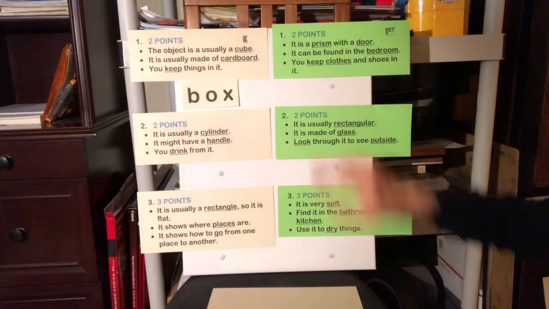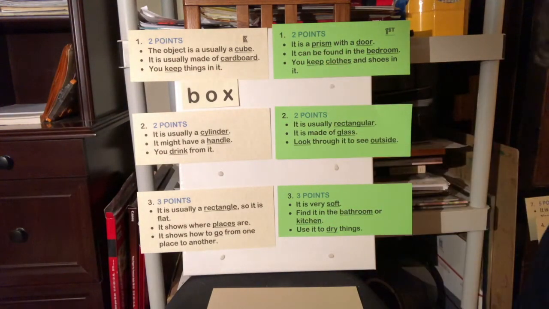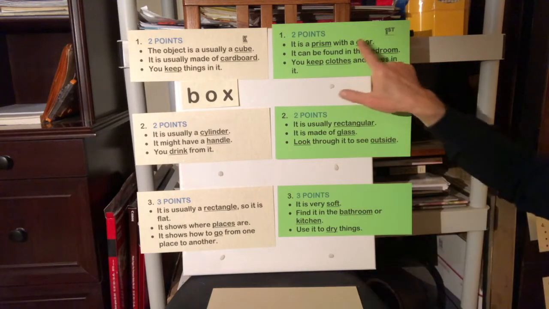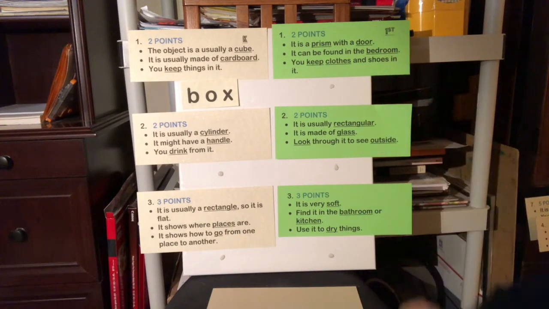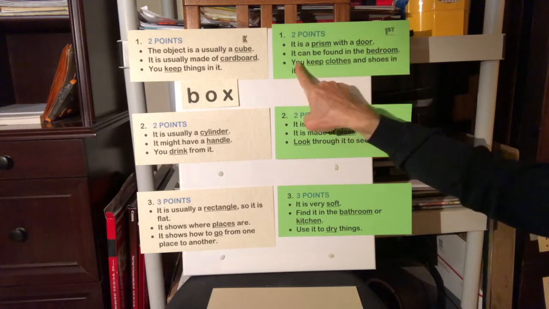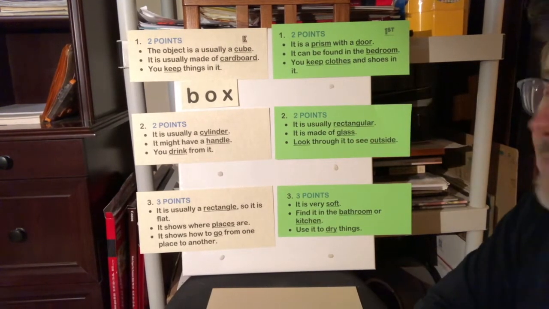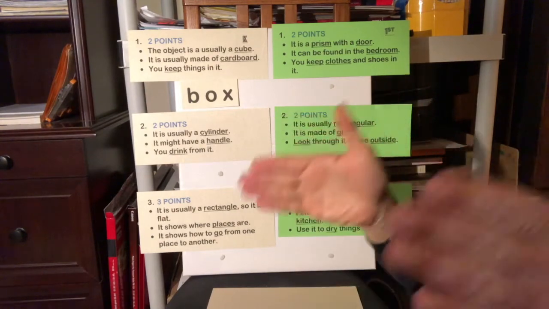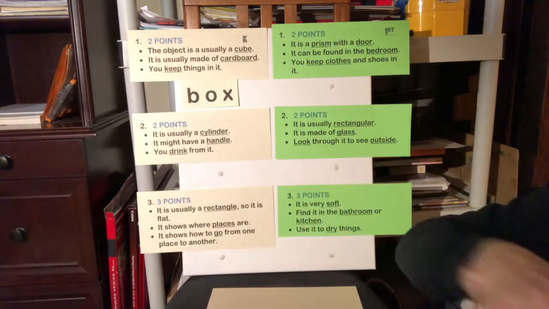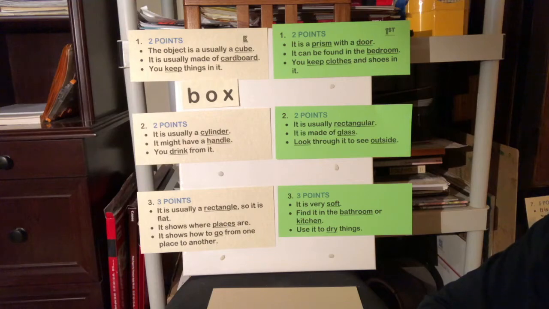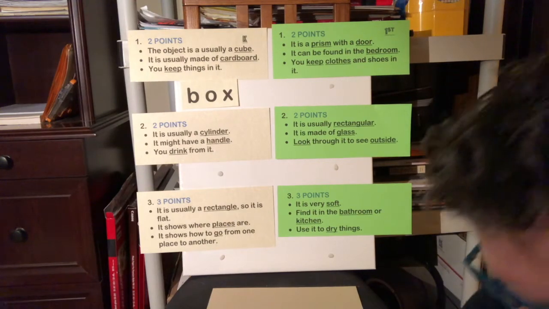Now first graders, on to your clue and your first word. Also for 2 points. It is a prism. Remember what a prism is. A prism with a door. It can be found in the bedroom. You keep clothes and shoes in it. A prism with a door in the bedroom. You keep clothes and shoes in it.